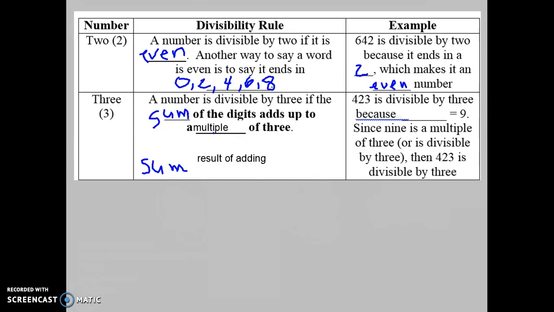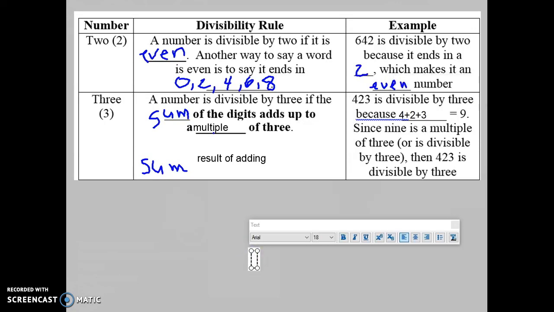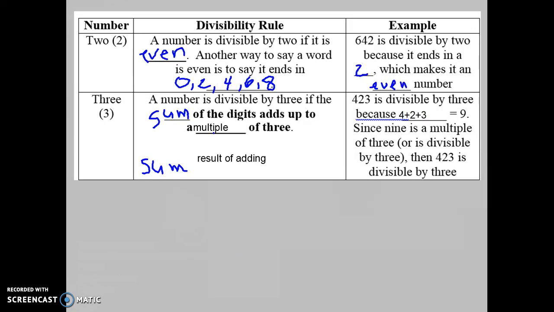So let's test the number 423. We know that this is divisible by 3 because if you add each of the 3 digits, 4 plus 2 plus 3, you'll get an answer of 9. So if we do 4 plus 2 plus 3, you get a sum of 9. And we know that 9 is a multiple of 3.